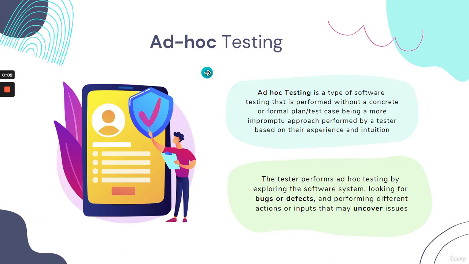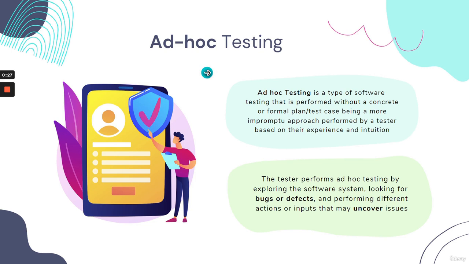Sometimes you may hear of something known as ad hoc testing. Ad hoc testing is a type of manual software testing that's performed without a concrete or formal plan or test case. It's more impromptu, and it's performed by a tester based on experience and intuition, as well as their level of knowledge within the project or application.